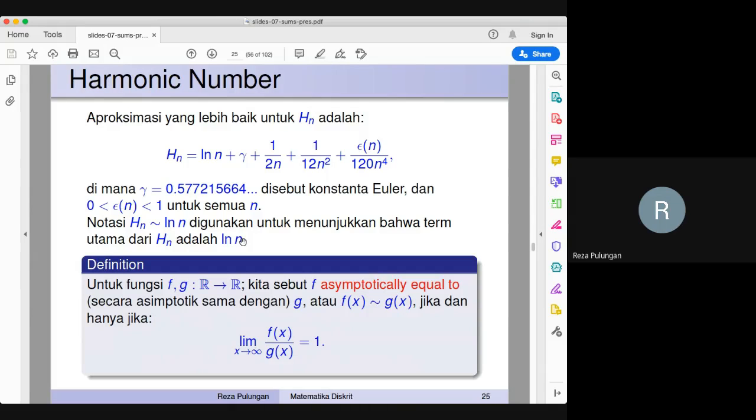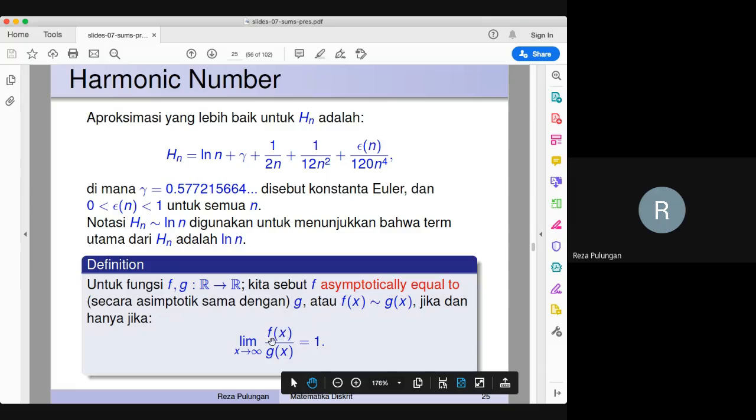For two functions f and g, we call f asymptotically equal to g. They are not actually equal, but they are called asymptotically equal. What does it mean by asymptotically equal? When the parameter gets larger, they become closer and closer. So we call f(x) asymptotically equal to g(x) when the limit of x approaching infinity of f(x) divided by g(x) is equal to 1.